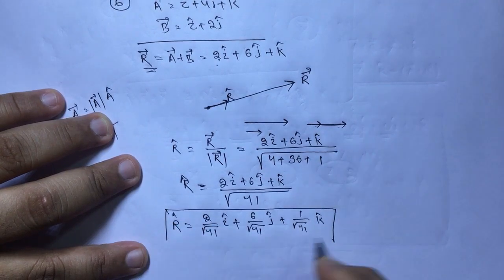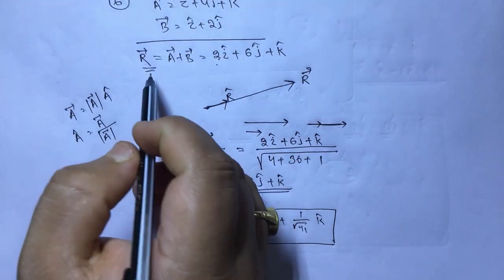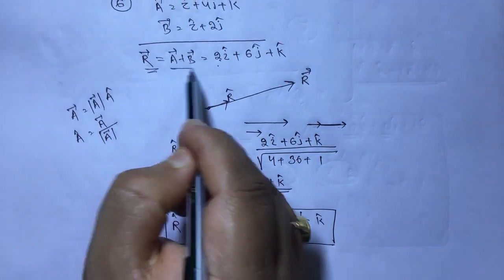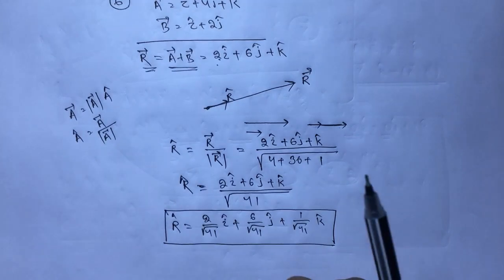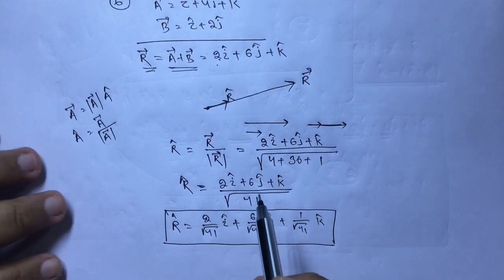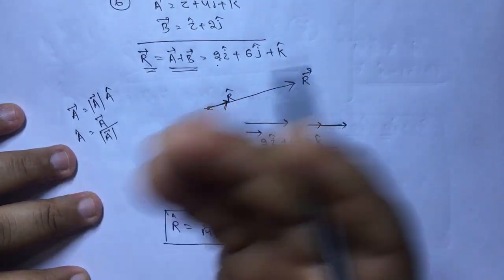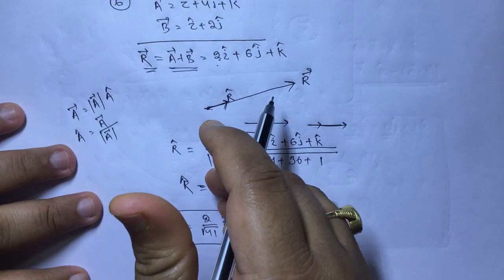So this is r cap, and r cap is nothing but a vector parallel to r vector, or parallel to a vector plus b vector. So that is the answer. Now you can also do one thing. See, this is r cap, means this. Now if I multiply 2 with r cap, then what will be the answer?